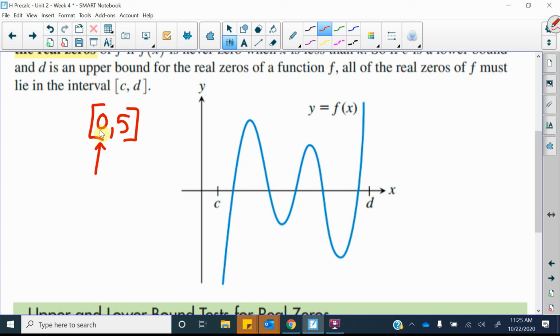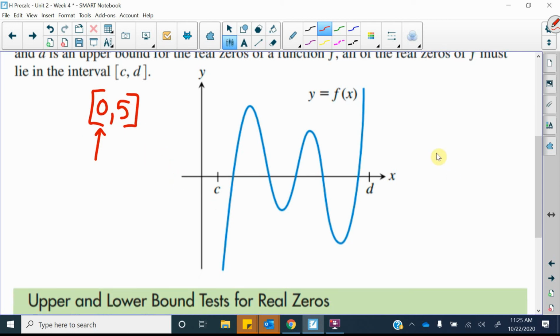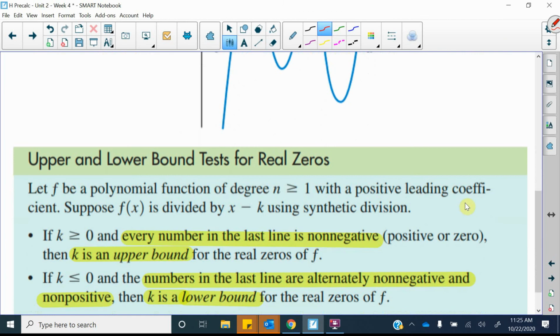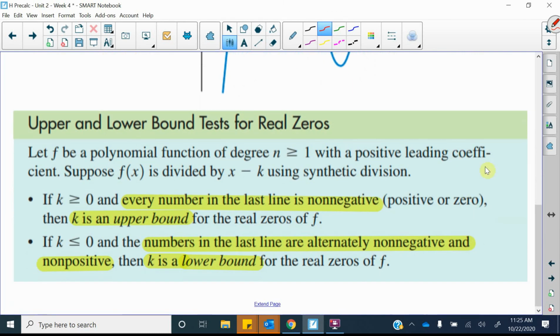So we can cut all those negative values out from our P divided by Q's. Whereas if 5 is the highest possible zero value we could have, that means there's no zero value greater than 5, and we could cut all those possibilities out. As far as the test goes, the test actually uses synthetic division for this.